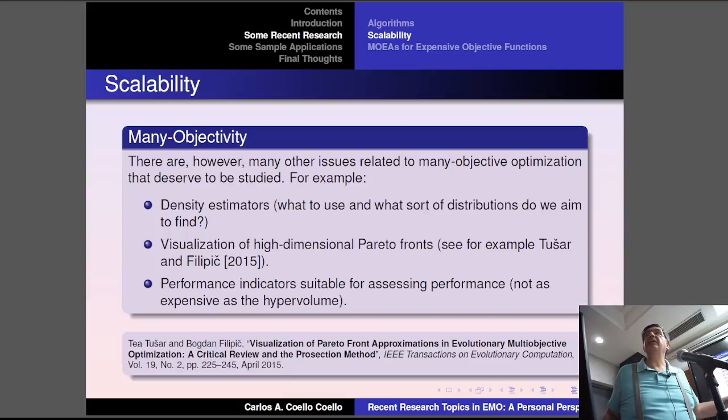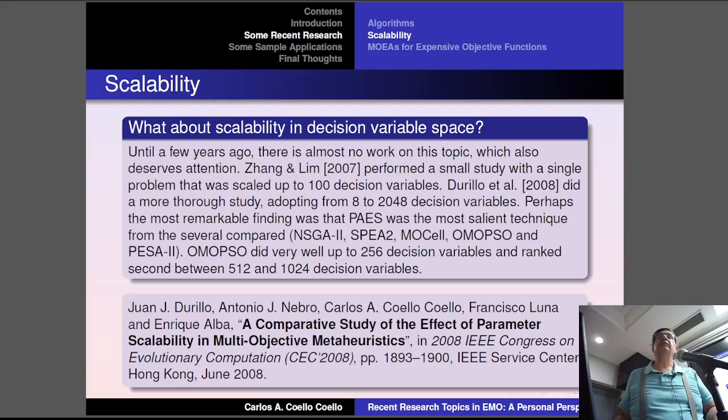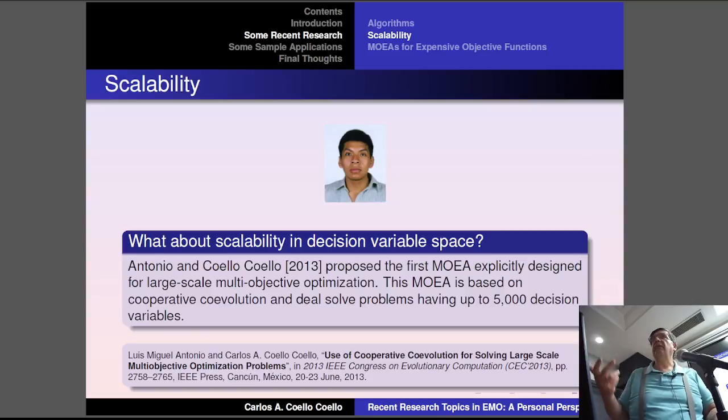We did some study many years ago, and we found that after 256 decision variables, most multi-objective evolutionary algorithms have a poor behavior. In 2013, with one of my students, we proposed the first multi-objective evolutionary algorithm specifically designed for large-scale optimization. Large-scale, as I said, means more than 100 decision variables. This algorithm was able to solve problems with up to 5,000 decision variables, although the goal was 10,000. We never were able to reach 10,000, but we tried. This algorithm is based on something called cooperative coevolution.